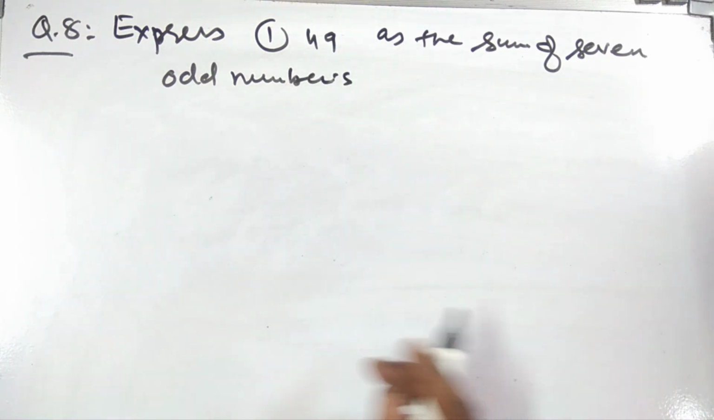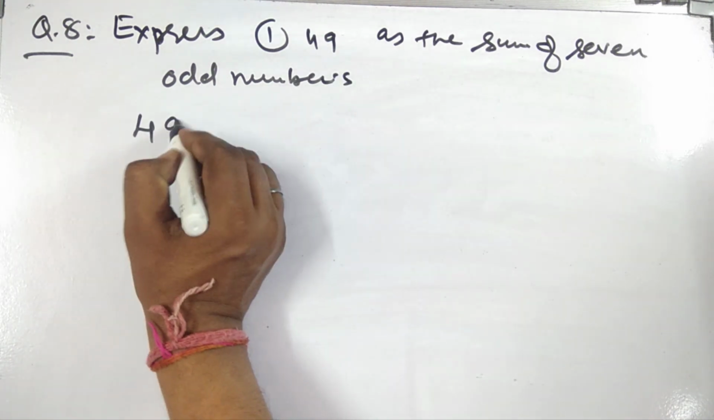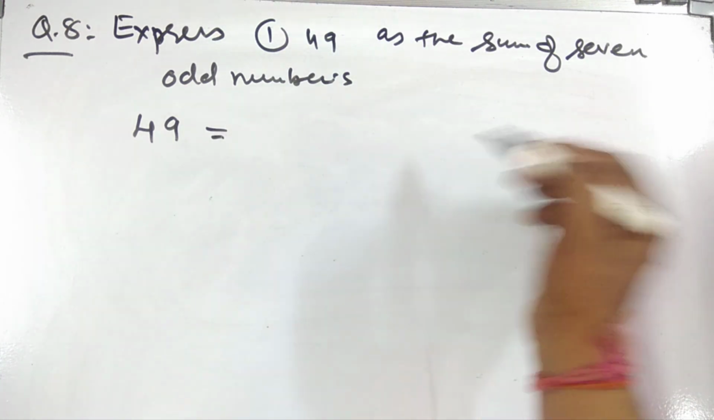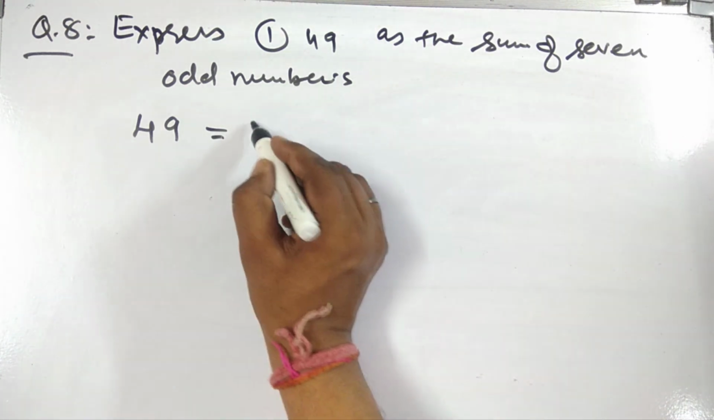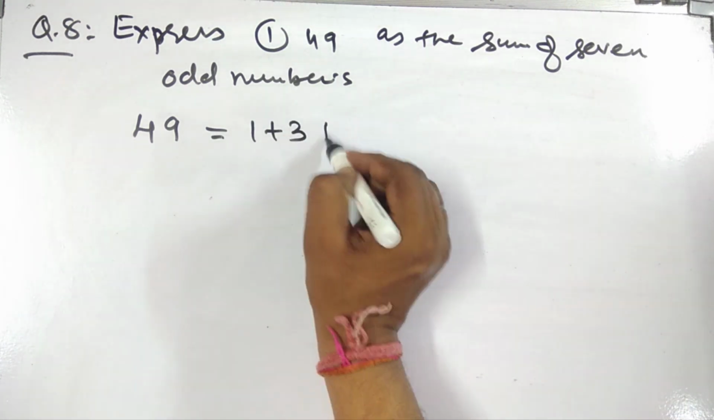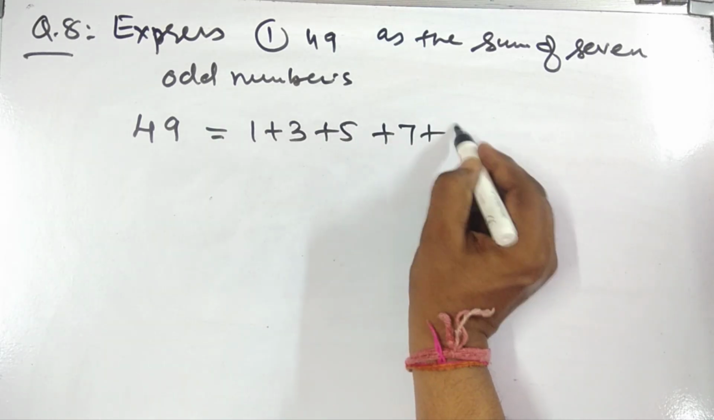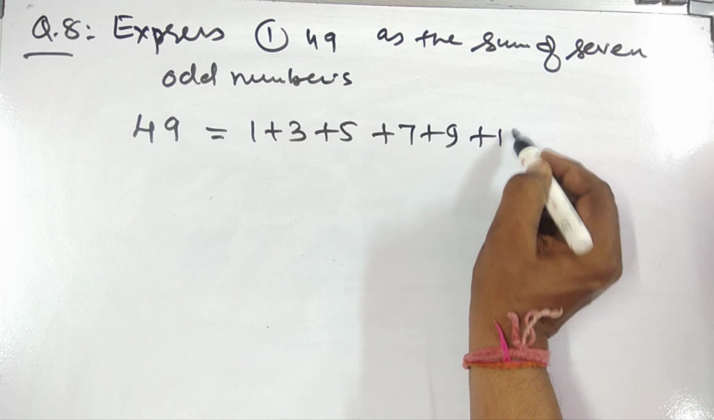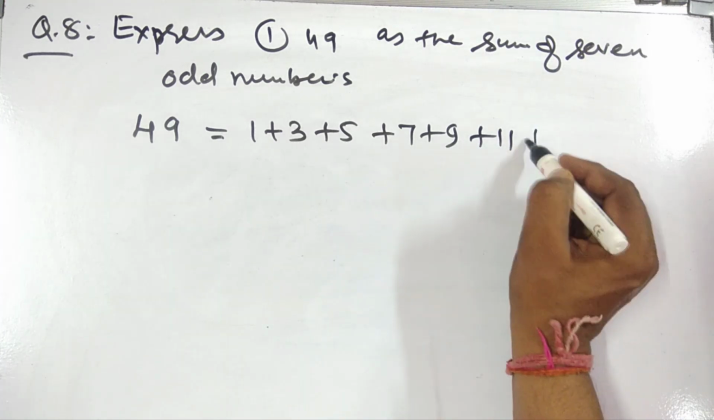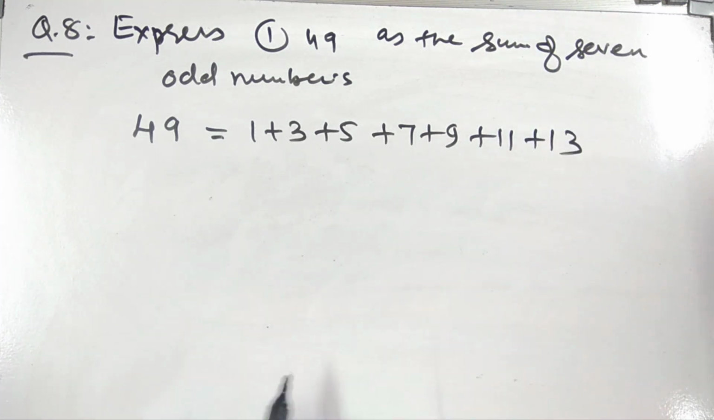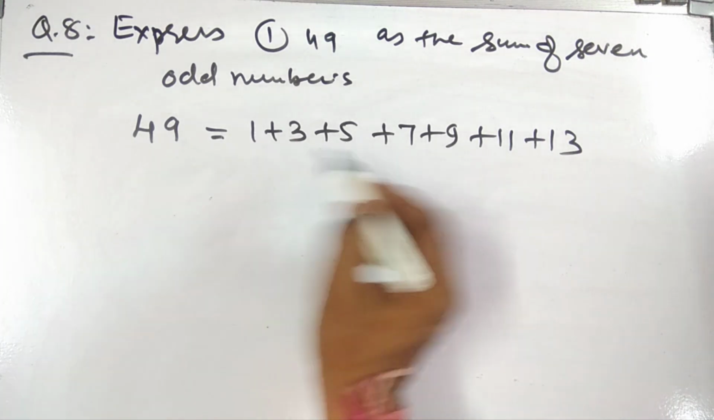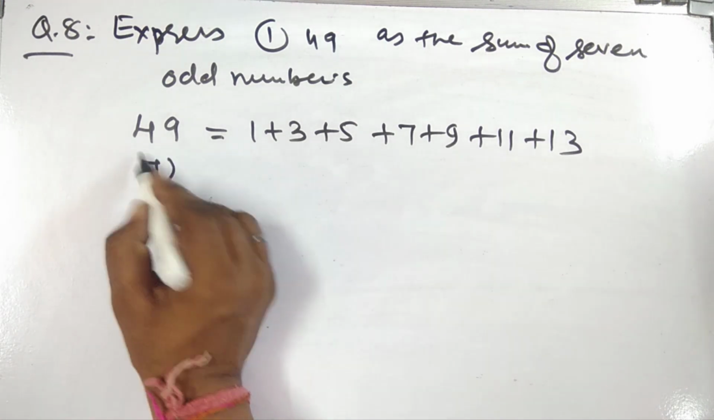So students, 49 is equal to the sum of the first 7 odd numbers: 1 plus 3 plus 5 plus 7 plus 9 plus 11 plus 13. So this is the sum of the first 7 odd numbers, students. First 7 odd numbers means 7 square.